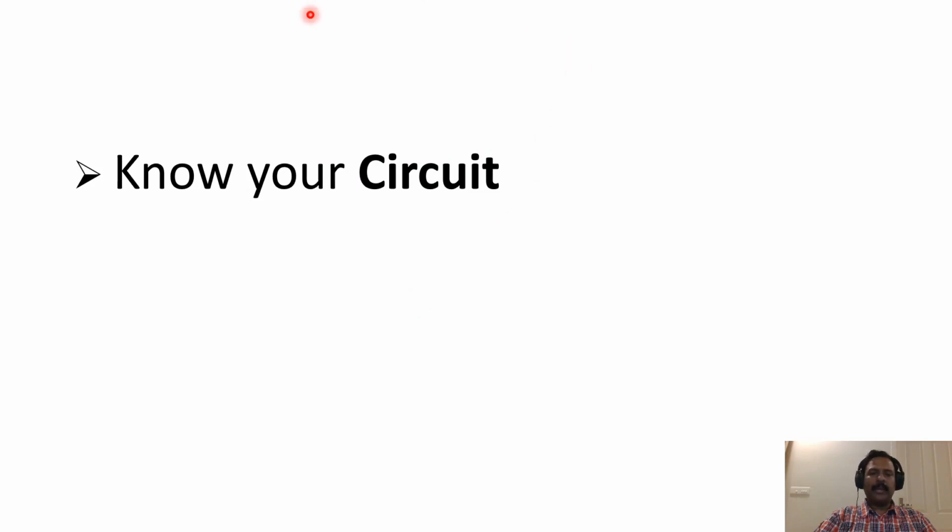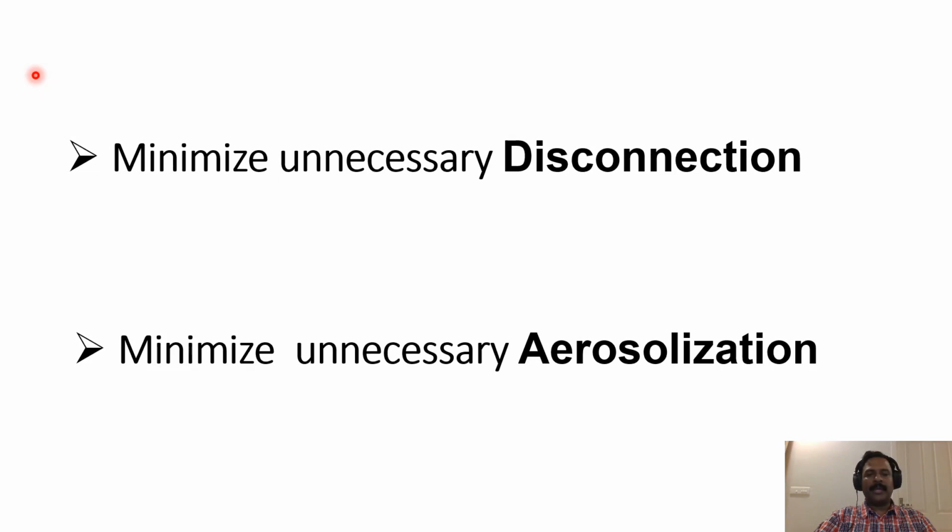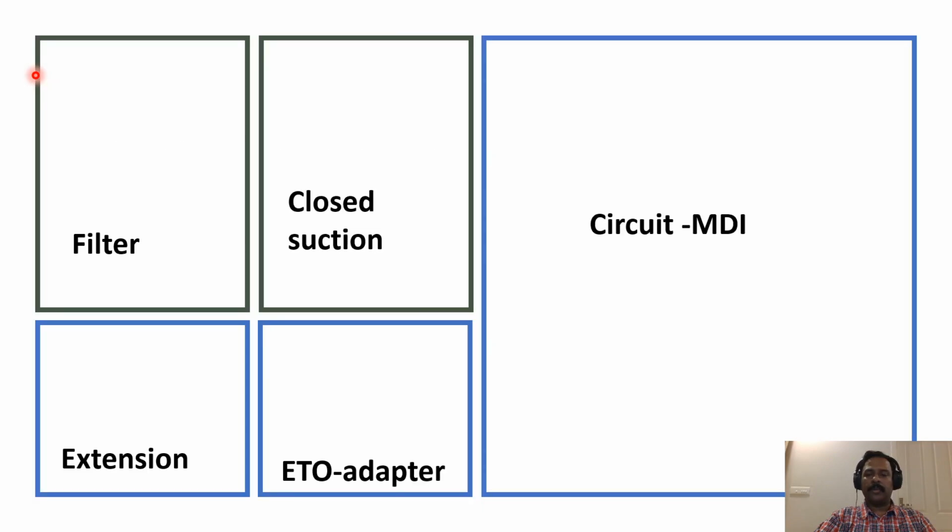Second thing, we have to know our circuit. This is very important because one of the main aims during COVID ventilation is that we want to minimize unnecessary disconnection and we want to minimize unnecessary aerosolization, because these two procedures will increase the viral load towards the ICU. So we have to pre-assemble our circuit. We have to make our circuit ready before going for intubation.